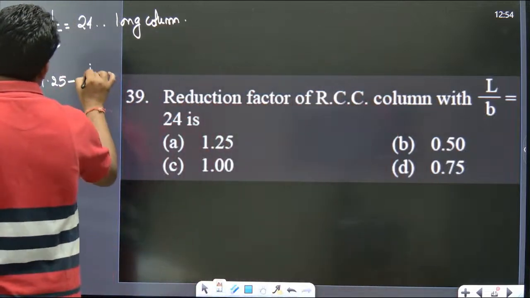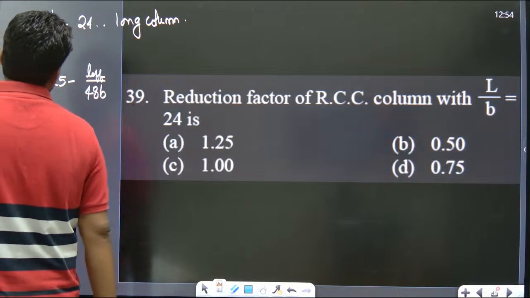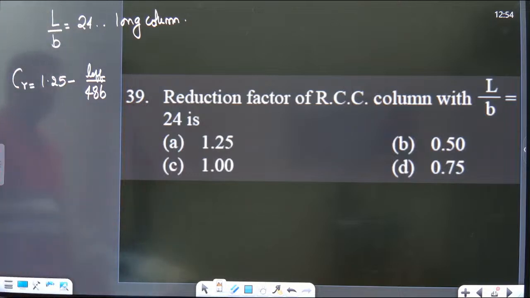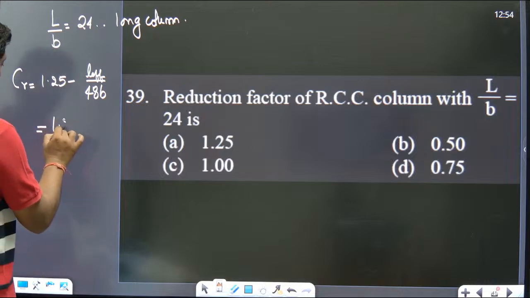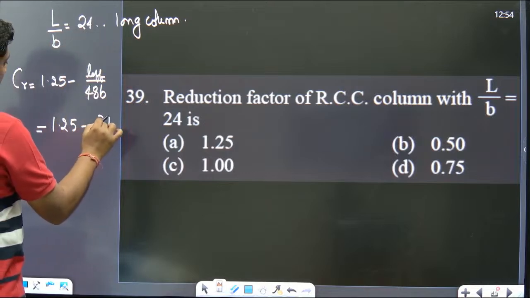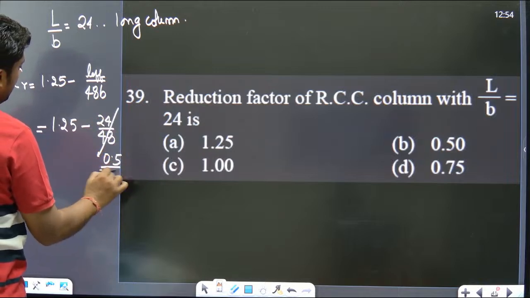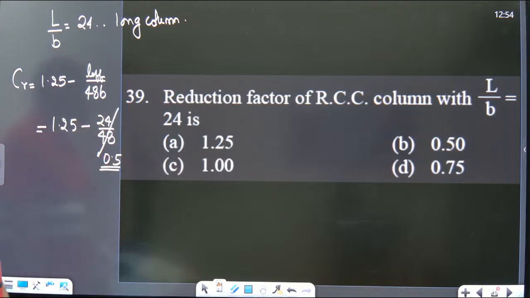L effective upon 48 times the least lateral dimension. So you can see this is given as, what will be the correct answer? No need to solve the question. 1.25 minus effective length upon b, which is given as 24. So 24 divided by 48, it is nothing but 0.5. So 1.25 subtract 0.5, so you'll get the answer.